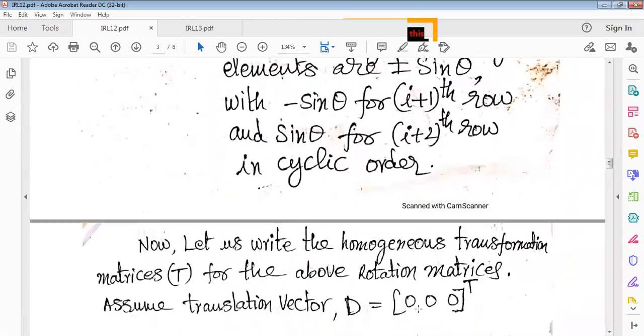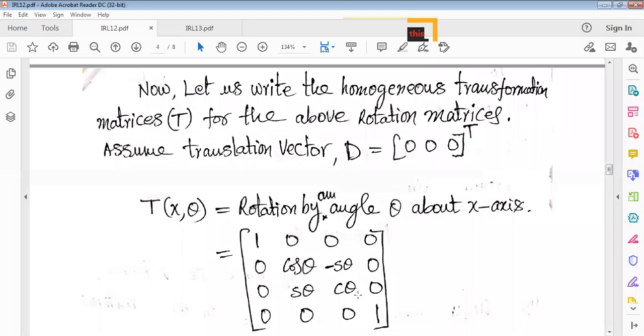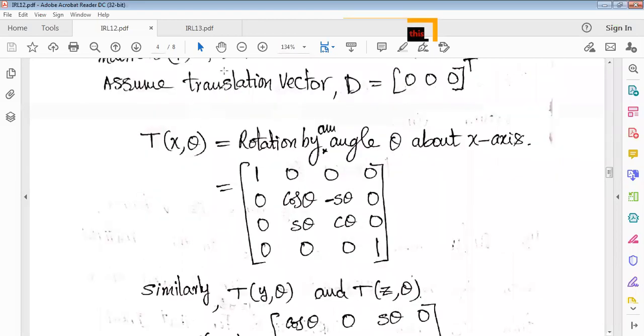So now let us write the homogeneous transformation matrix for the above rotation matrices, and also assume the translation vector in this homogeneous transformation matrix is 0, 0, 0. Okay. So it means that it is a pure rotation. How to write the transformation matrix? So for example, let us take the homogeneous transformation matrix about x-axis by an angle theta.